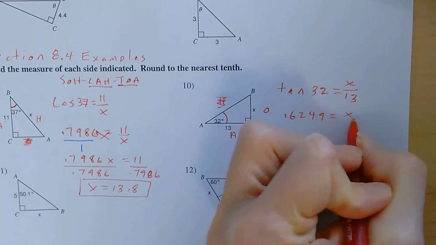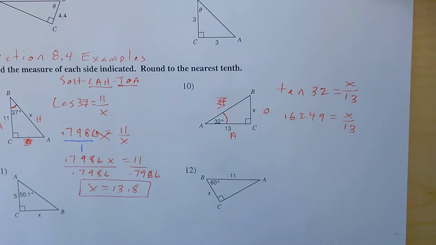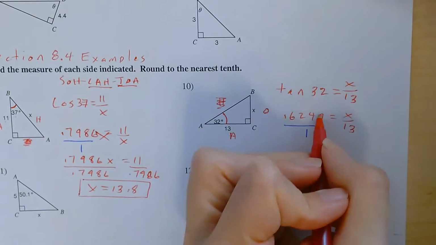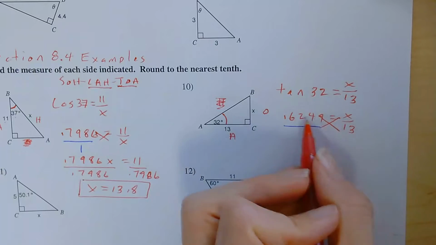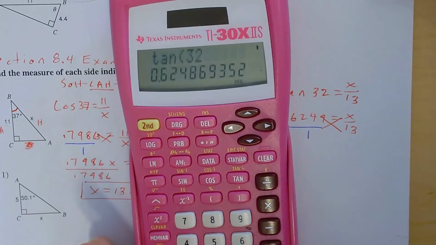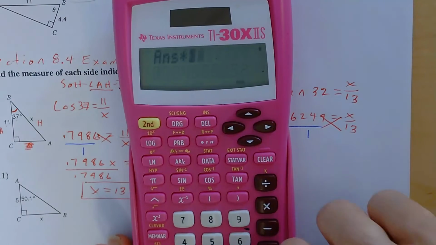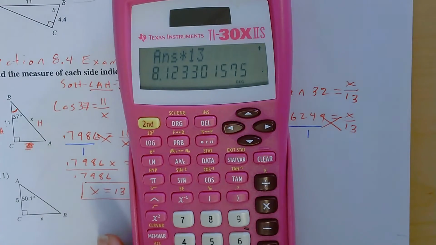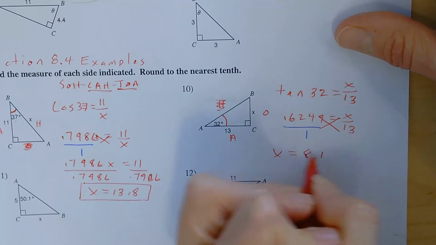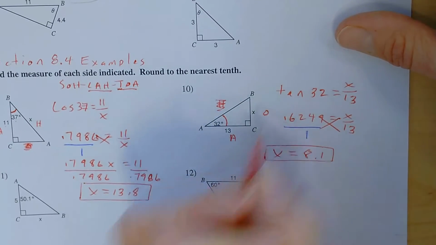0.6249 equals X over 13. Then we're going to make this a proportion, and we're going to cross multiply. Now the good news is the variable's on the top, so you literally just need to take that decimal times 13. Since I already have it stored in my calculator, I'll just hit times 13, and I'll get 8.1 if I round to the nearest tenth. That is the measure of that side length.